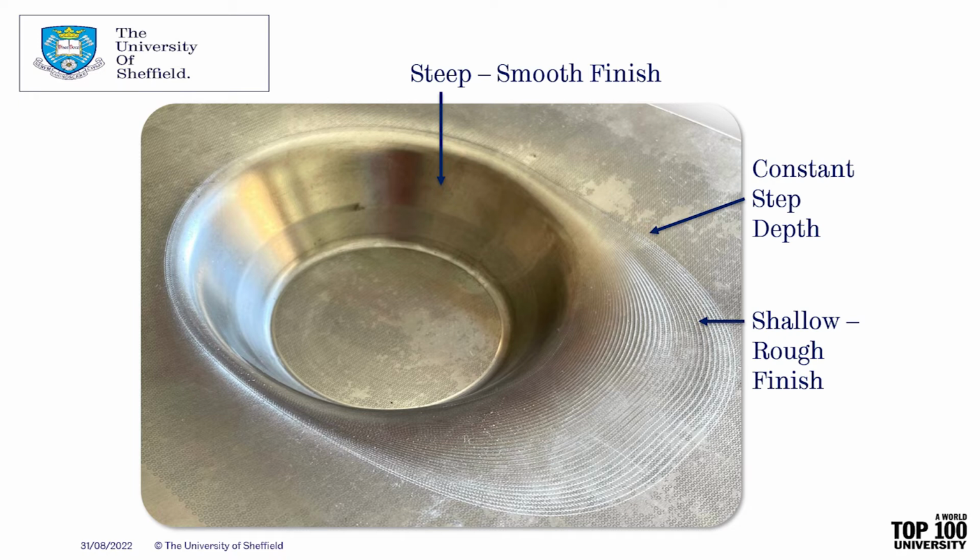Using a larger scallop height would reduce the time taken to form the part, but the surface finish would be worse. If each pass has a constant step depth, then the steeper regions will have a smoother surface finish, since they will have a smaller scallop height according to the geometric relationship between the tool and sheet metal.